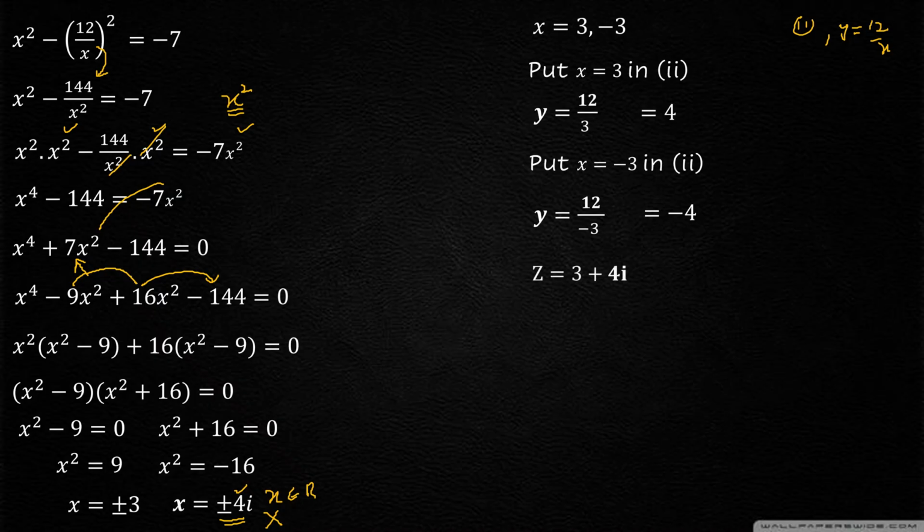Hence, the square roots of the complex number are z is equal to 3 plus 4 iota, because z is equal to x plus iota y. When x is equal to 3, y is equal to 4. So we shall first put x is equal to 3 and y is equal to 4, and it will give 3 plus 4 iota. Next, when we put x is equal to minus 3, then y is equal to minus 4. So the square roots are z is equal to 3 plus 4 iota and z is equal to minus 3 minus 4 iota.